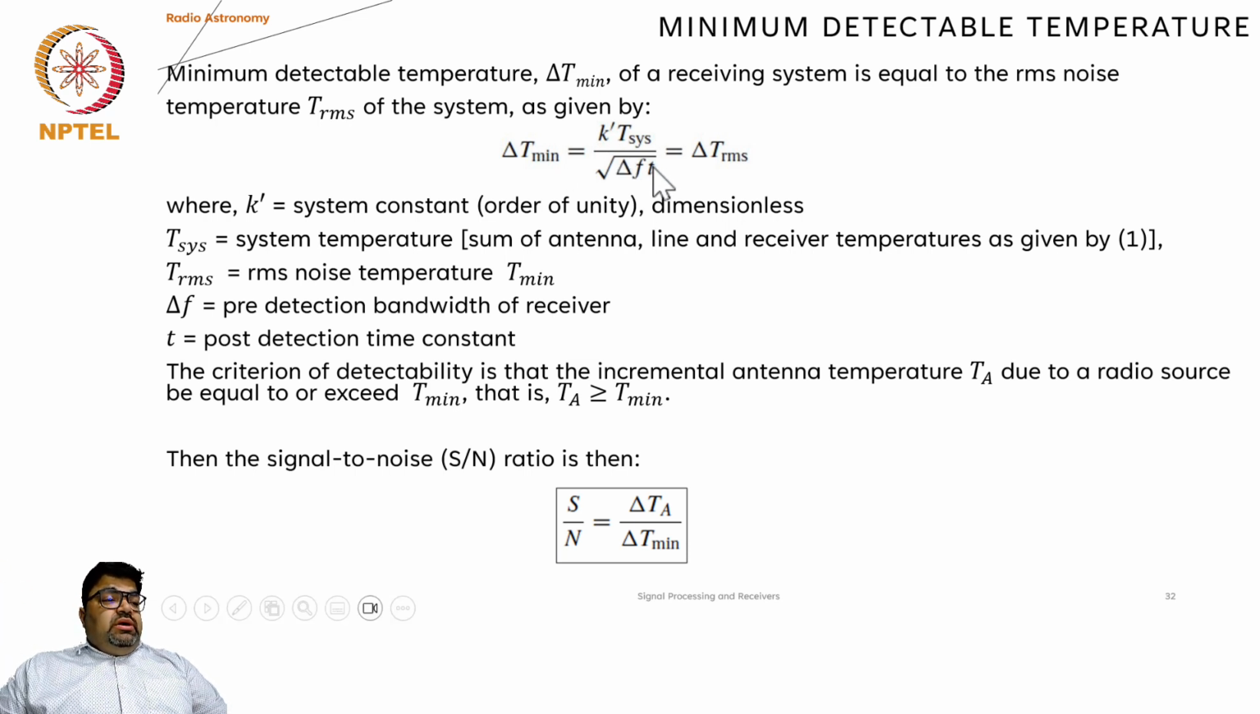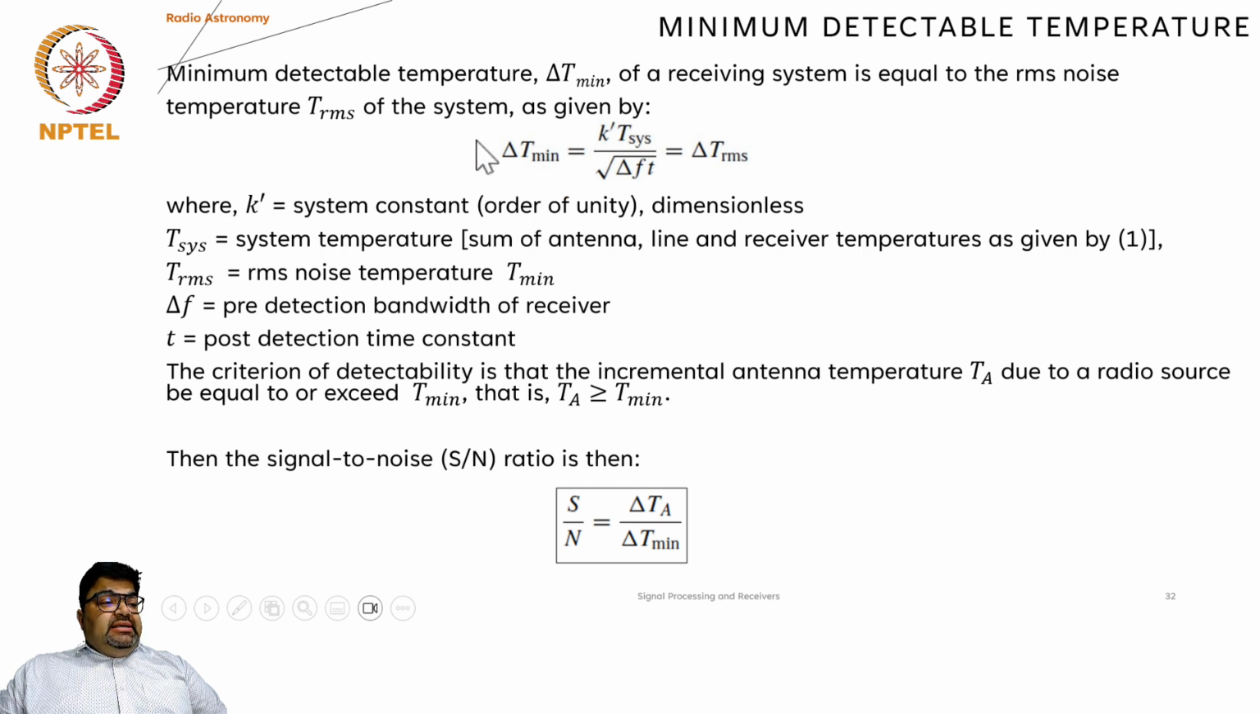It is further lowered by delta F, which is the bandwidth of the receiver. So if the receiver bandwidth increases, the sensitivity increases because we are getting more samples of signals. Remember, the more the samples, all the fluctuating components of the noise will reduce, and only the mean component of the signal will get amplified. And T is the time.